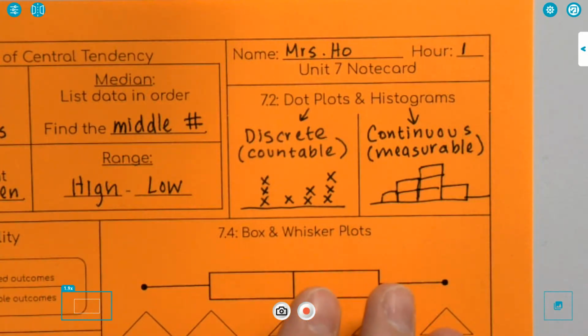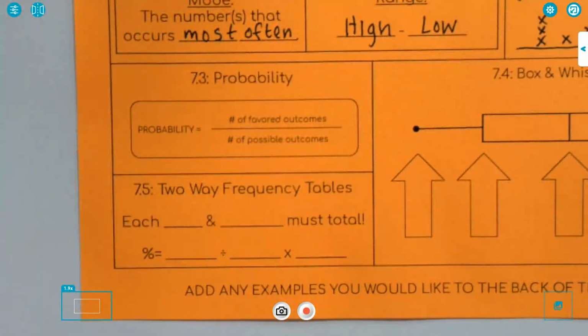Alright, move down to the bottom left-hand corner. We just put the formula for probability on there. So it is the number of favored outcomes divided by the number of possible outcomes. Or total outcomes is what I was going to say, but it says possible. So part divided by whole.